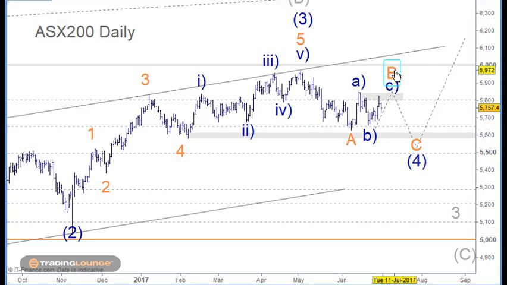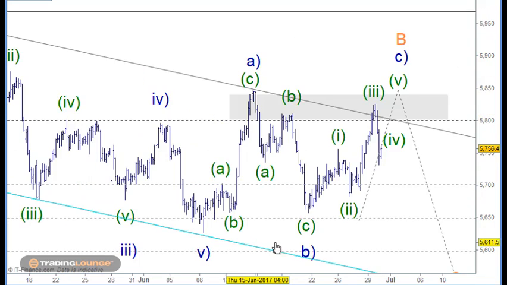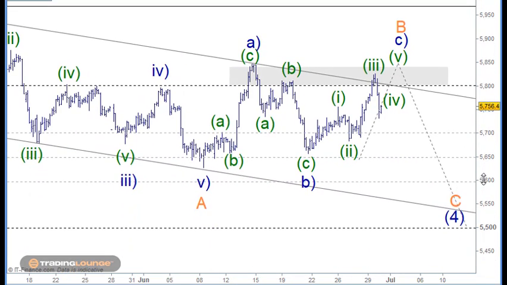Now wave B can be simple or it can be complex. I was tracing it out as being simple in terms of an A wave, a B wave and a C wave here. And the C wave is normally in 5 waves, but it's pulled back in wave 4 a little bit too much. So let's just go in and investigate that a little bit here and have a look at our sort of options here.